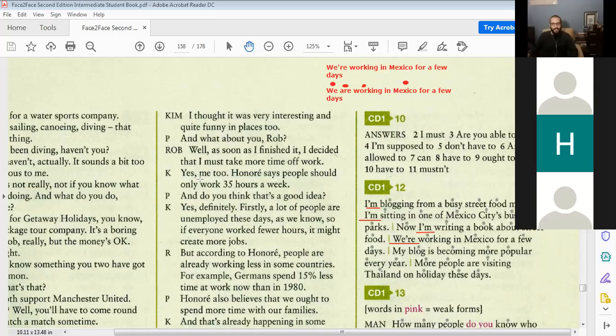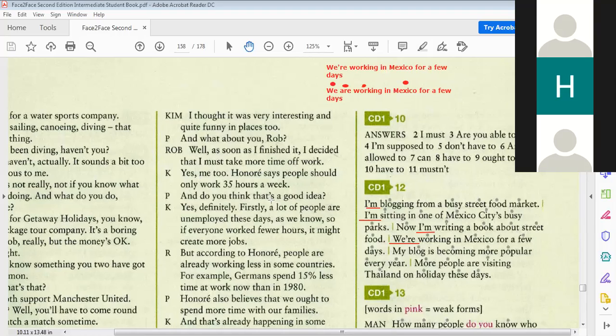Yeah, for example, when you say we are working in Mexico for a few days, it means you are working in Mexico, not in any other country, something like that. Exactly. Yes, correct. That's correct. This first one is right.